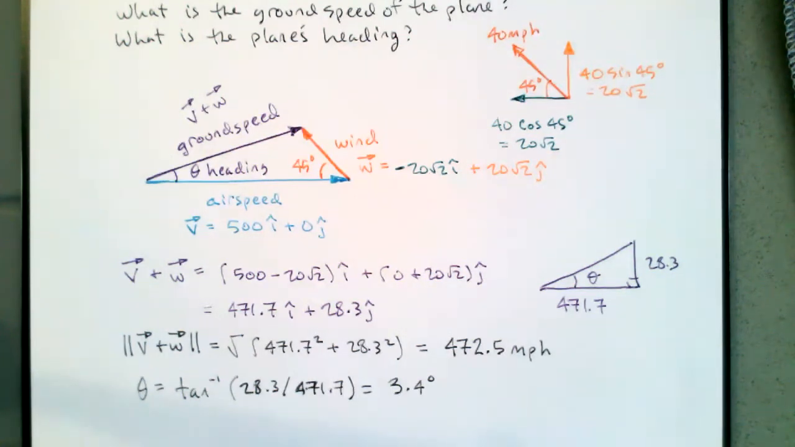Professor, sorry, but how did you get 20 square root 2? It's 40 cosine 45. Cosine of 45 is root 2 over 2. Oh, got it. So I just divided 40 by 2.